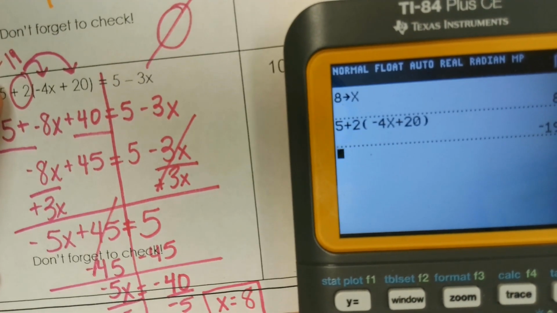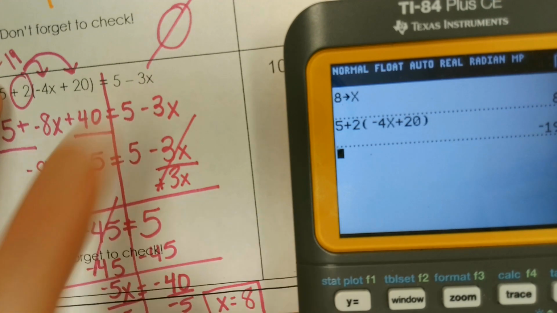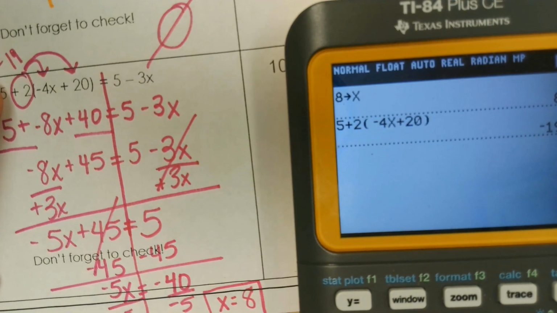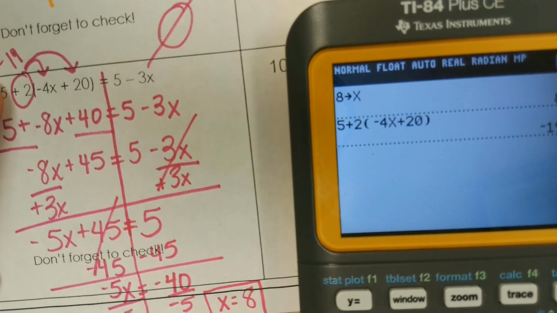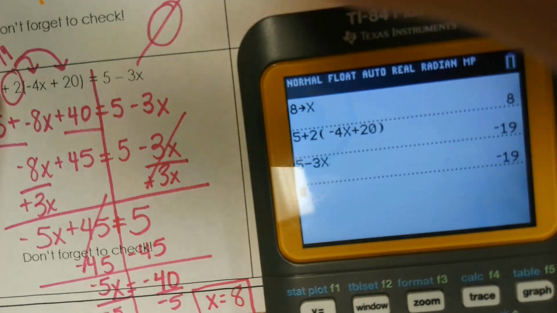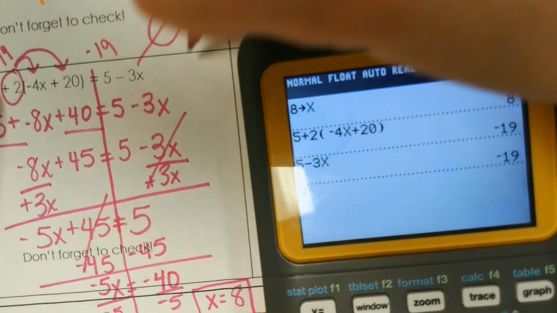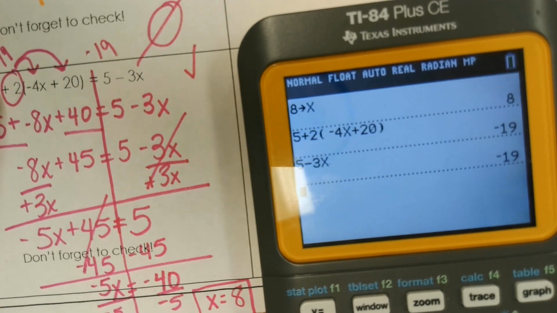So to check my answer, I want to make sure that the right side, whenever I substitute in the value, also gets negative 19. So I do 5 minus 3x. It's also negative 19. So I have checked my work.